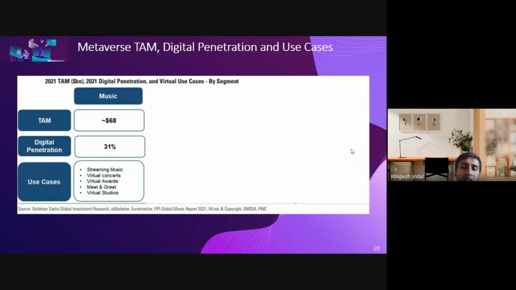So let's look at the TAM, the total addressable market, of the metaverse and the digital penetration across a few verticals. The music industry is looking at some $68 billion with digital penetration of almost 31%. The use cases the metaverse is supporting are streaming music, virtual concerts, virtual awards, meet and greet events, and virtual studios.